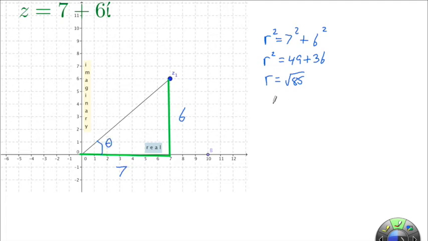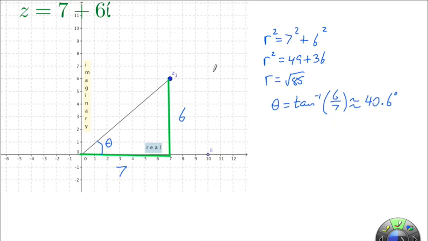So to find theta, theta is equal to tan inverse, just like with polar coordinates, of opposite over adjacent. So this is approximately, let's see here, second tan inverse of 6 divided by 7, 40.6 degrees. And I'm going to stay with degrees, but technically you should be writing this in radians. All right, so we know what the radius is, and we know what the degrees is.